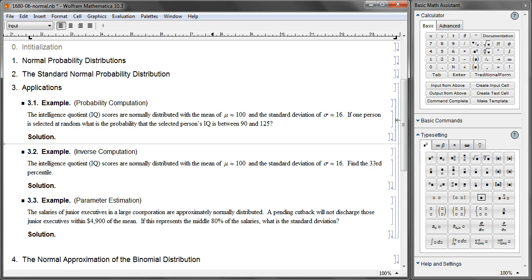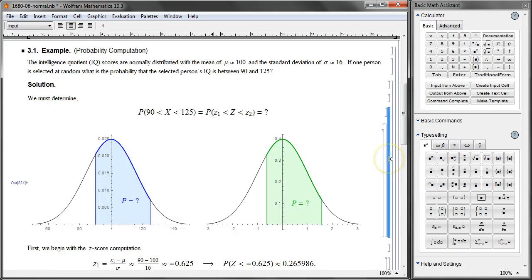That's going to be the middle. That's going to be the peak. And 90 is a little bit less than 100, so we have to start from a little bit left-hand side of 100 and then go over to 125, which is a little bit right-hand side. We have to have this kind of picture. We are looking for the area of this blue region from 90 to 125.